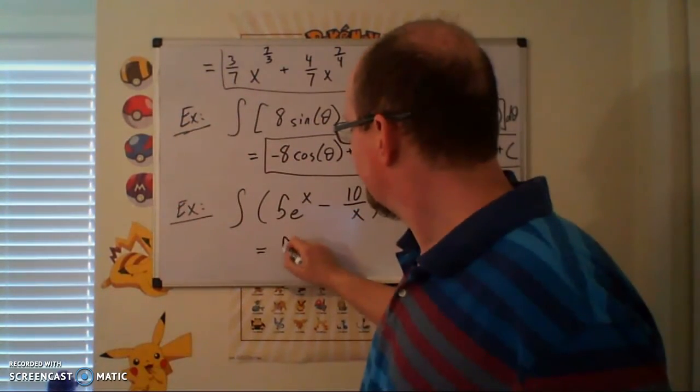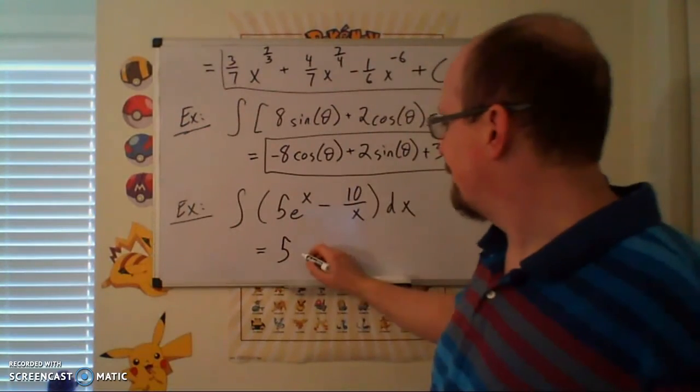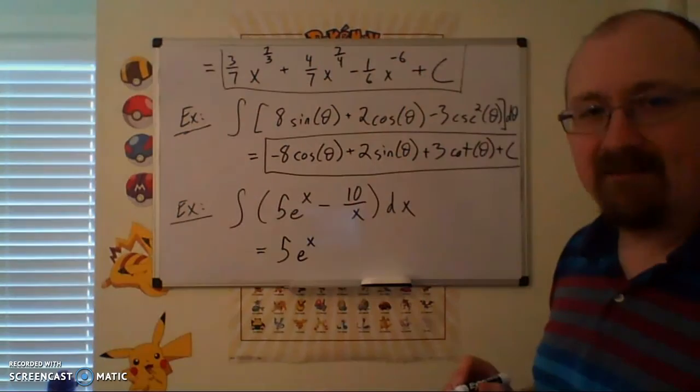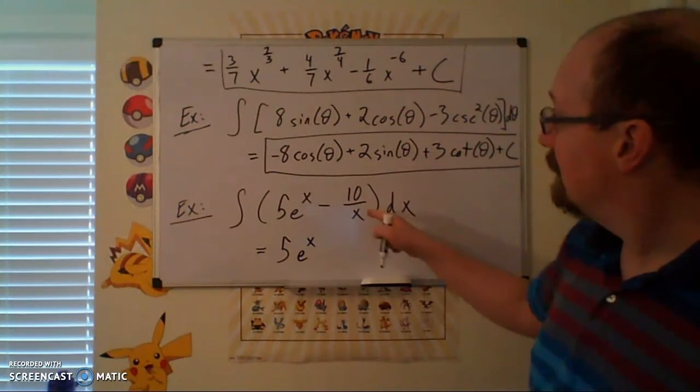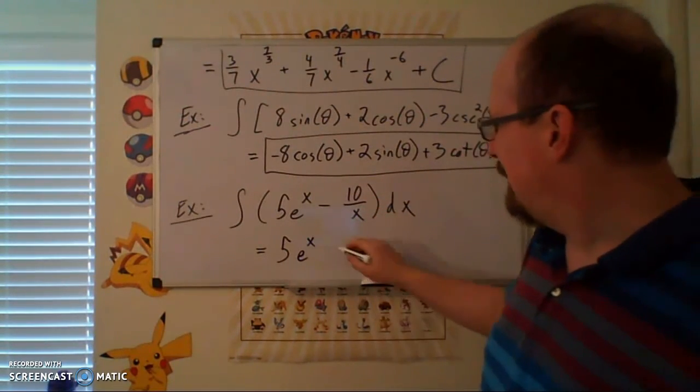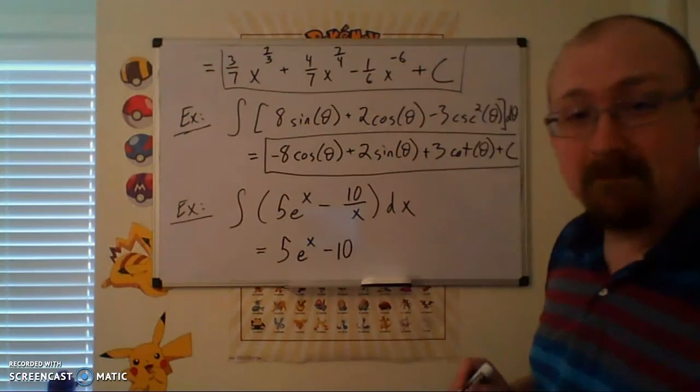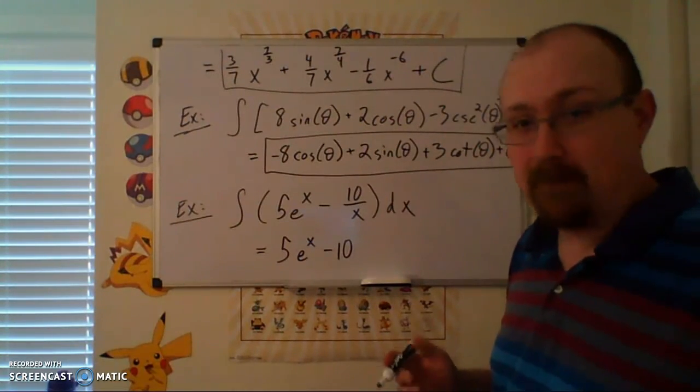So as usual, the constant just kind of comes along for the ride. So we have 5e to the x right there. 10 over x is maybe a little bit trickier. I'll go ahead and write the minus 10 because, like we said, constants come along for free.